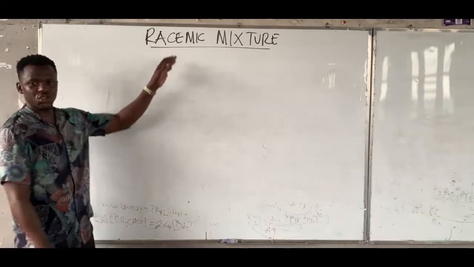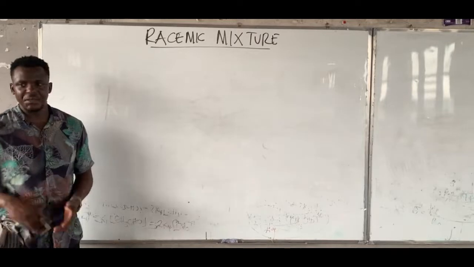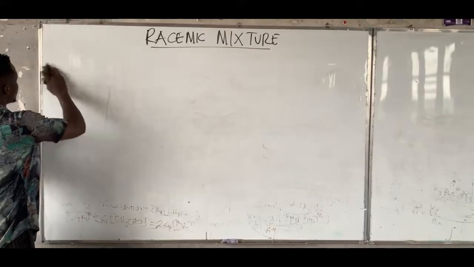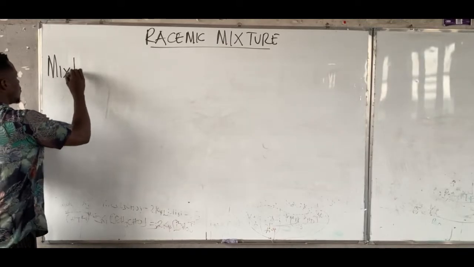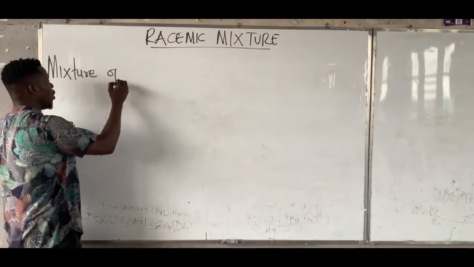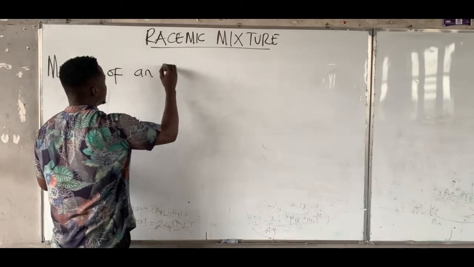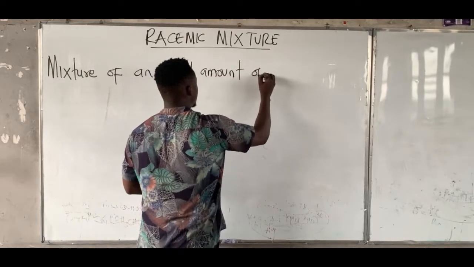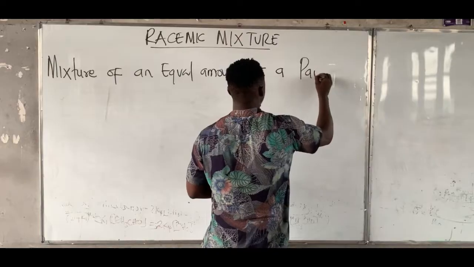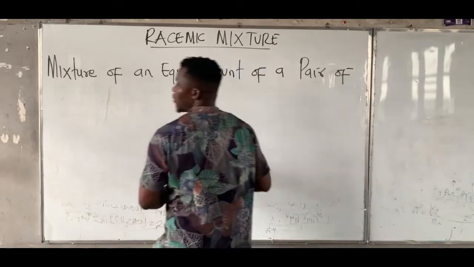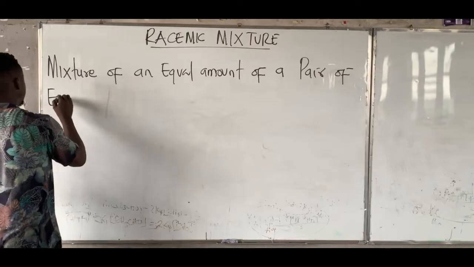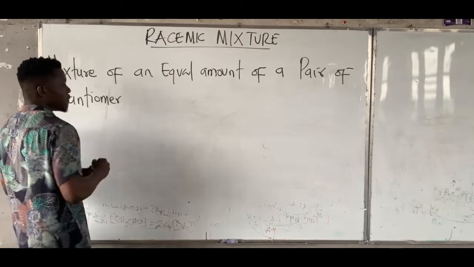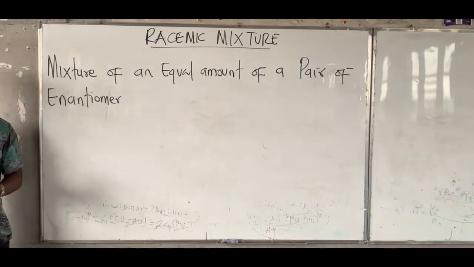Now let's start racemic mixture. What is a racemic mixture? Please write down. This is a mixture of equal amounts of a pair of enantiomers.